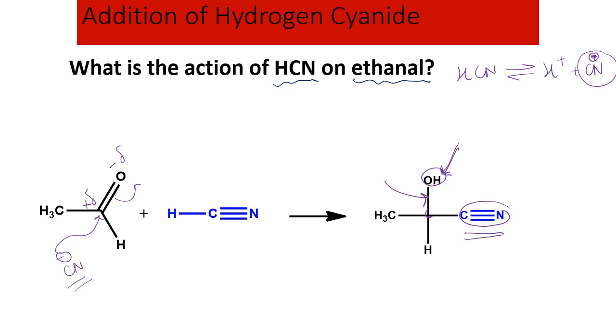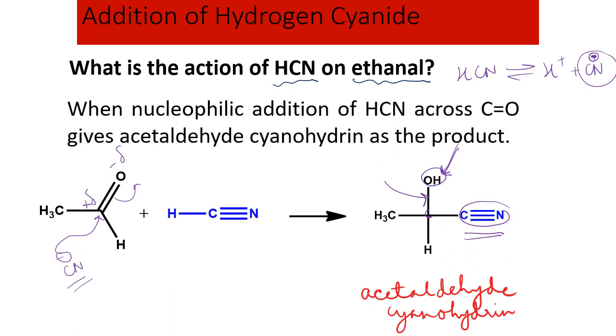The product which is formed has two functionalities. One is CN, that is cyano group, and the other one is hydroxyl group, alcoholic group. These compounds which we are getting are named as cyanohydrins. So the compound which we have got here is obtained from acetaldehyde, so it will be called acetaldehyde cyanohydrin. And if you want to describe this reaction in a simple sentence, you will write that when nucleophilic addition of HCN takes place across the C=O double bond, it gives us acetaldehyde cyanohydrin as the product.